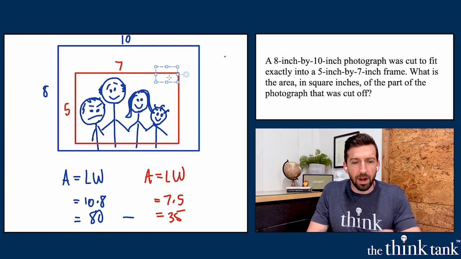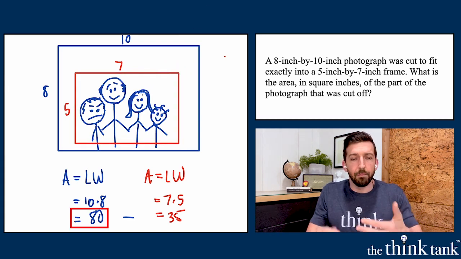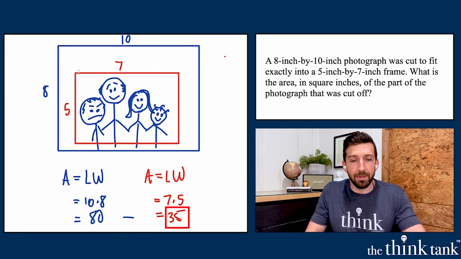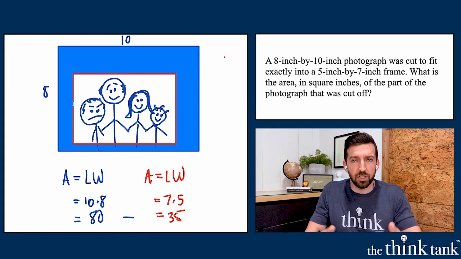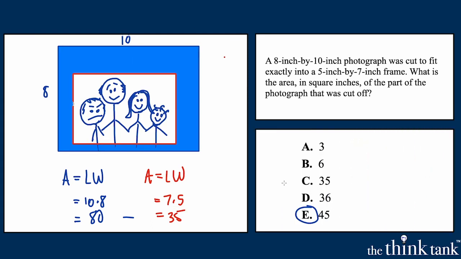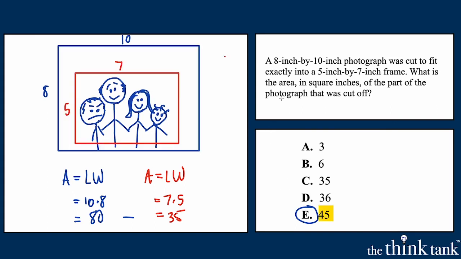Well, one way or another, wherever I put this, I'm taking the original 80, the area of the blue, minus the 35 that I'm keeping, and then the removed area is just the remaining 45 that's no longer going to go into that picture frame. That means our answer here is E, and if you got it right, great thinking.